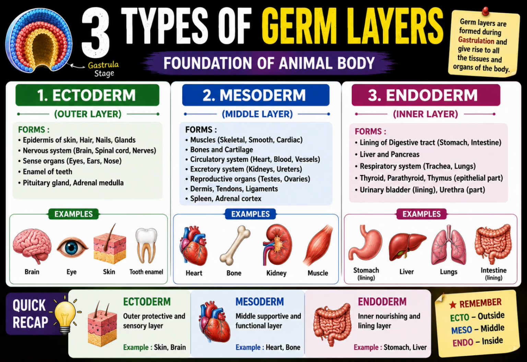Then the inner germ layer is endoderm. It mainly forms the lining of the digestive and respiratory systems. For example, lining of stomach, small intestine, large intestine, liver and pancreas, etc. Then the respiratory system like trachea, bronchi and lungs. Then the endocrine glands like thyroid, parathyroid and thymus, and the urinary system like urinary bladder and urethra. All are the derivatives of endoderm.